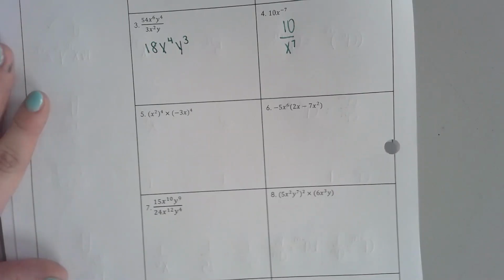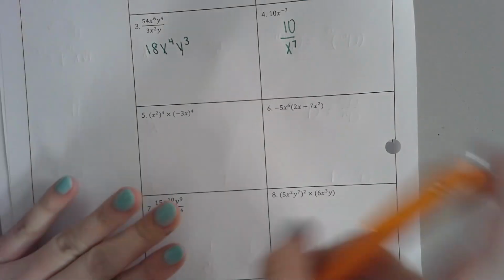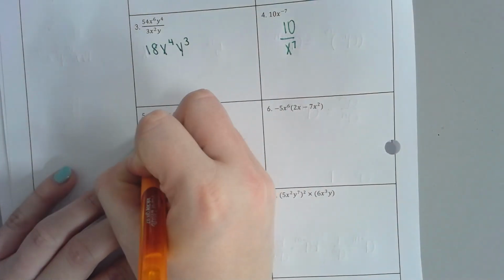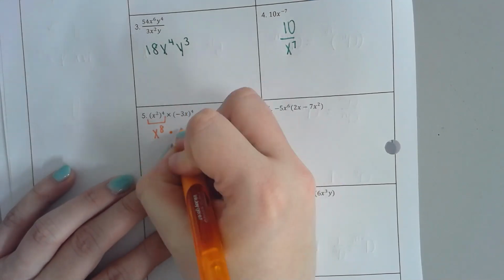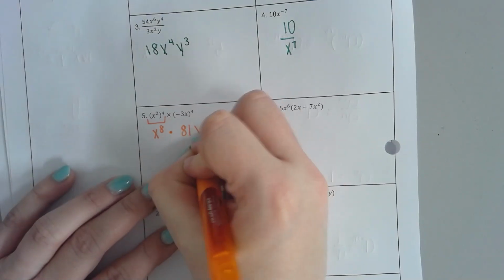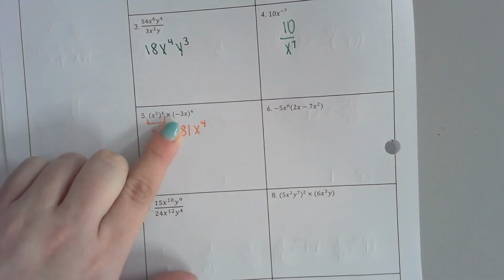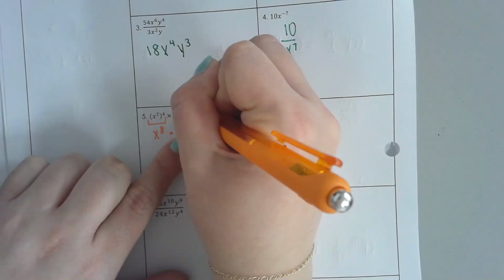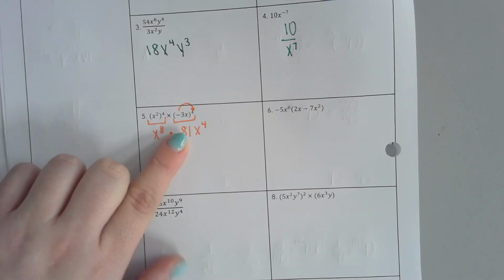Now, number 5, you really needed to do that one in 2 steps. Some of these, you're not going to just be able to look at the problem as a whole and get to the final answer. So, the first step, I would do this part right here and get x to the 8th times 81x to the 4th. Negative 3 to the 4th power. Now, if you don't put negative 3 in parentheses, you get a negative 81.